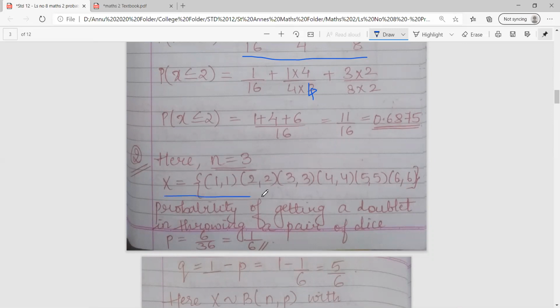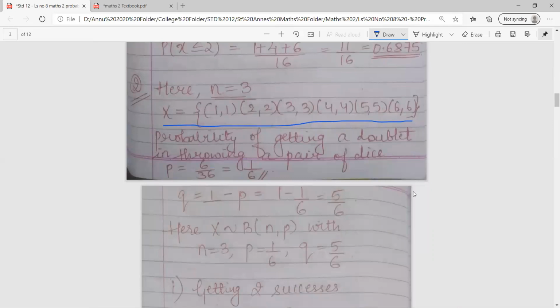As I told you, doublet means getting the same number twice: 1, 1, 2, 2, 3, 3, 4, 4, 5, 5, 6, 6. So there are in all 6 options. And as you're throwing the die twice, your sample space will be 36. So the probability will be 6 upon 36, which is 1 by 6.